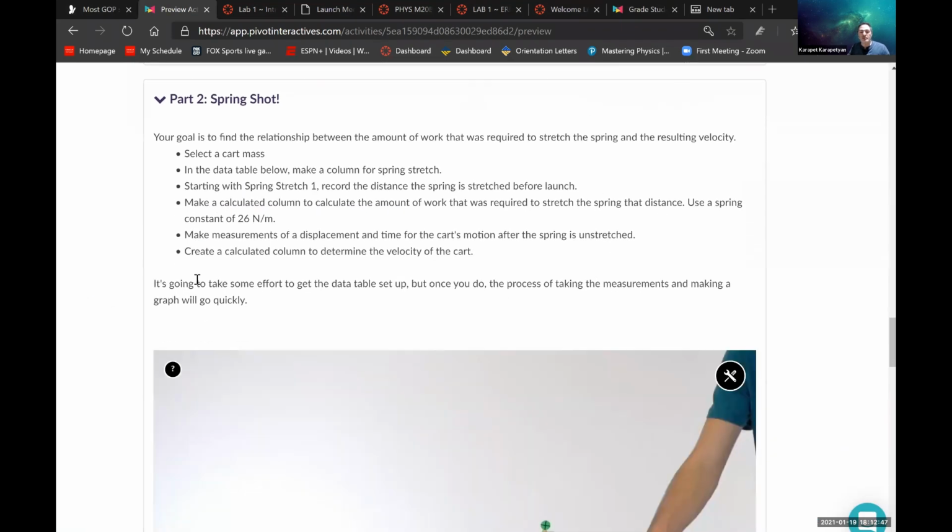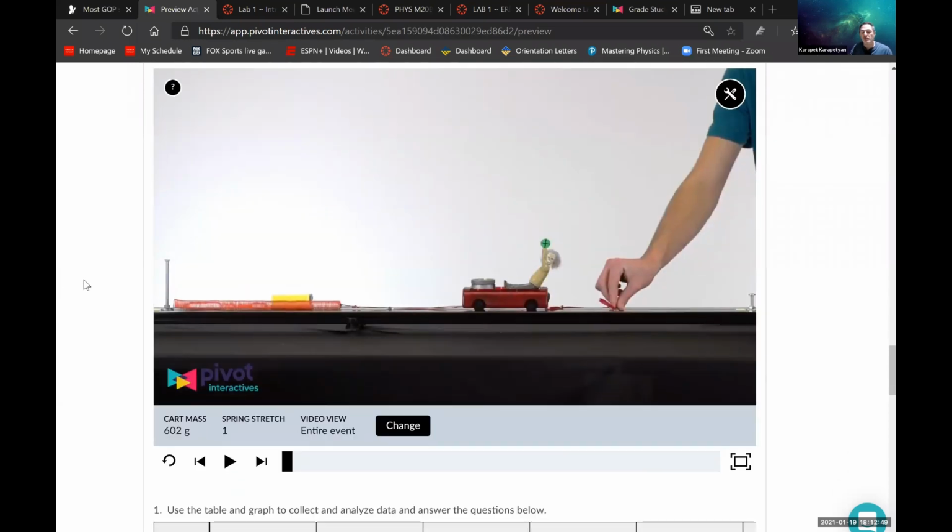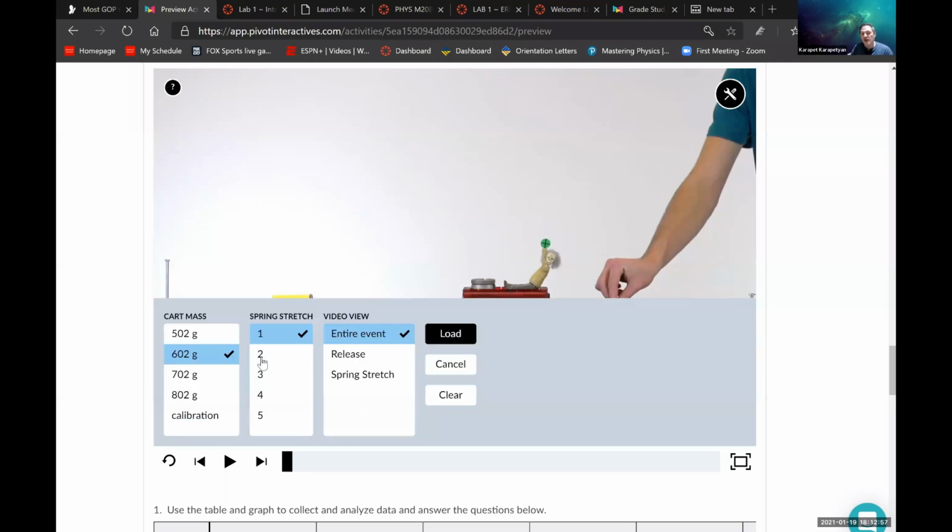And now you're going to start doing your own measurement. That was just for the calibration, for learning how to do measurement. Here you're going to choose your own. So let's say you can do stretch 2 or 3, or 702 gram and things like that. Again, I'm going to do 602.1 and I'm going to go to spring stretch first.